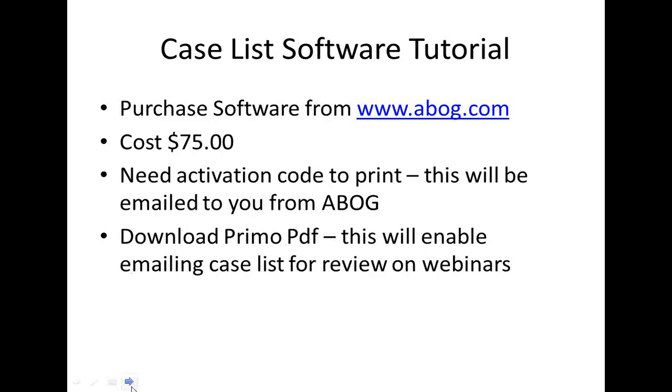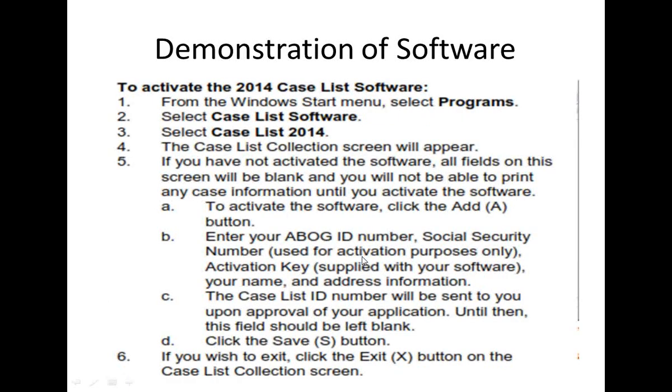Okay, so I took this from ABOG and from their little list, and I just cut and pasted and put it in here. So I'll just read through it. From the Windows Start menu, you're going to select Programs, and I will show that to you. You'll select Caseless Software, and then select Caseless 2014. I put it actually on my desktop, so it's easier. You may want to dump it into desktop or whatever file is more visible to you. I find that if you put it in documents, some things can get lost. So I like putting everything on the desktop.